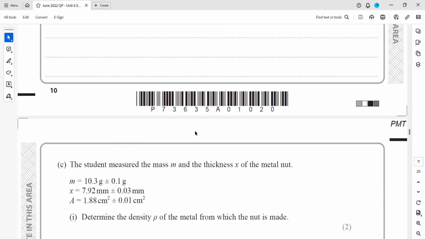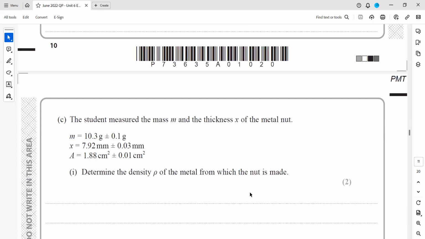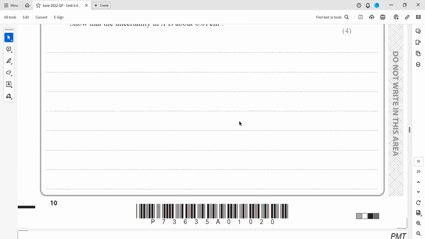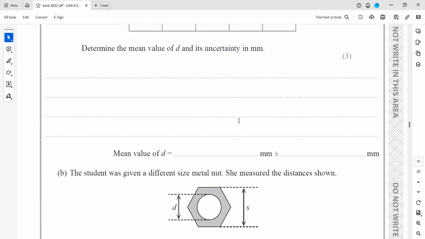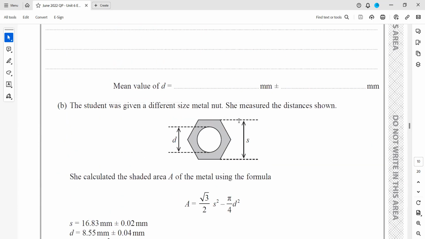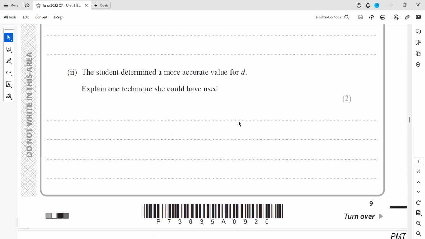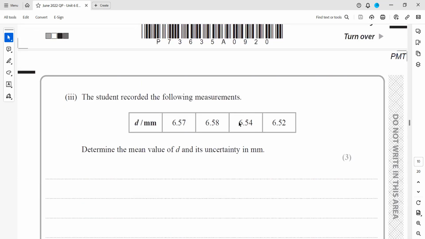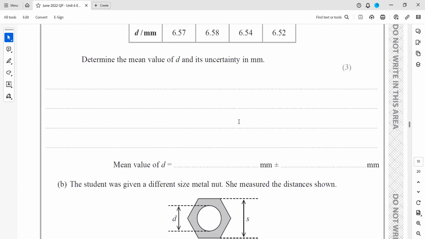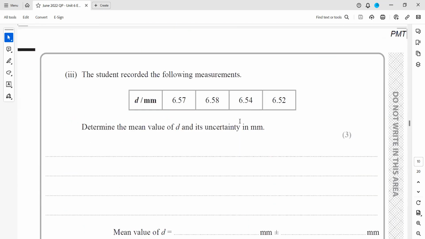The next one: do we have to divide the difference by 2? No, in this case, we don't have to divide the difference by 2. That is the half range. When we work out the half range formula, then we divide. If we have only two values, then we don't divide that.